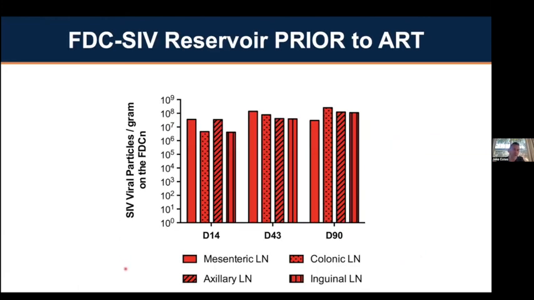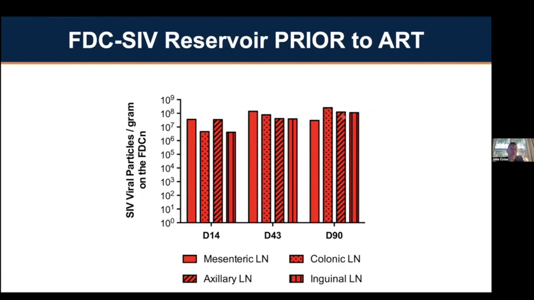And when we quantified that across multiple secondary lymphoid tissues, so these are different mesenteric and colonic lymph nodes and peripheral lymph nodes, we can see that this network is actually seeded relatively early. Within 14 days, it's maintained at this high level throughout chronic infection.